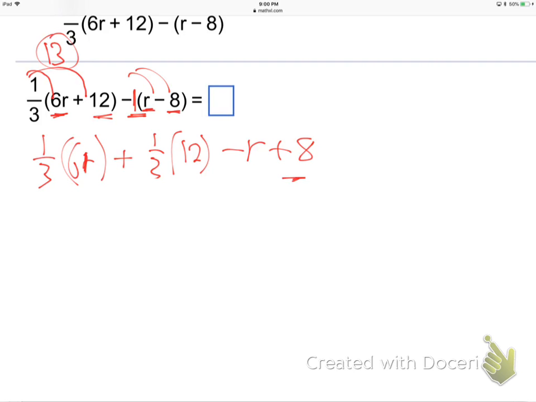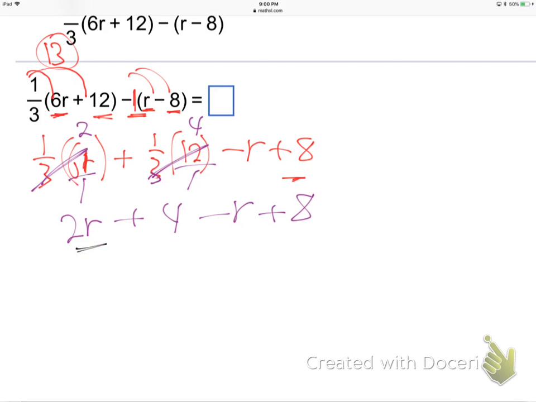Now, how do I deal with 1/3 times 6R? Fraction interacting with a whole number? Put it over 1. Make it look like a fraction. Then 3 goes into 6, 2 times, 2R. Same thing here. Put it over 1. 3 goes into 12, 4 times. Good to there? That makes sense. And then 2R minus 1R is 1R, just R. 4 and 8 is 12. There it is.